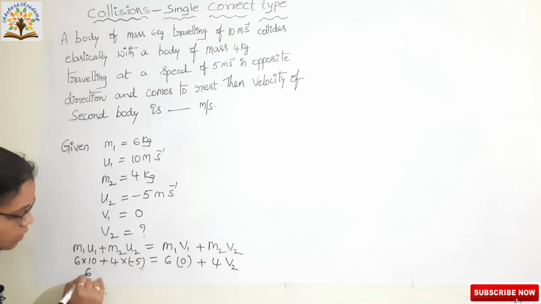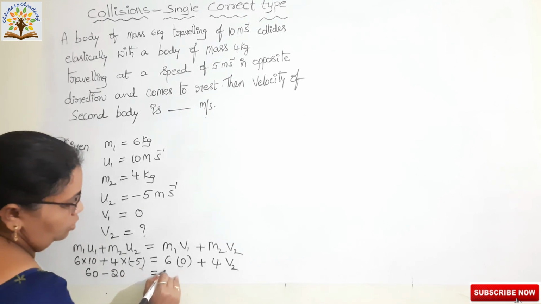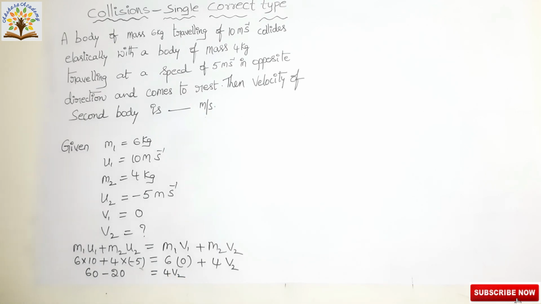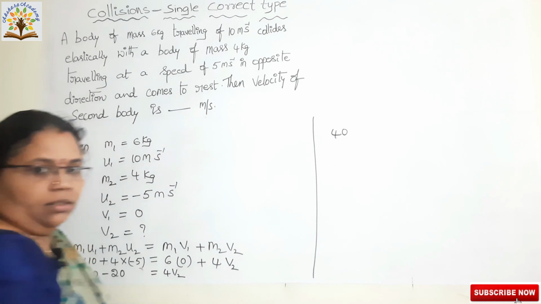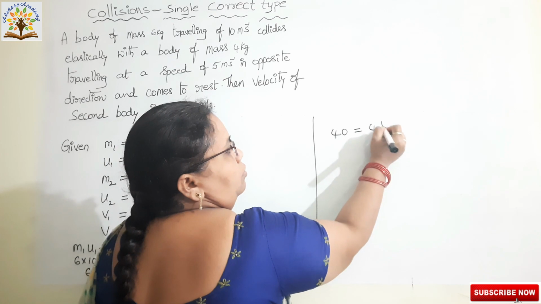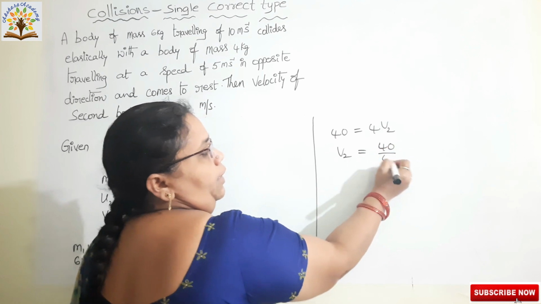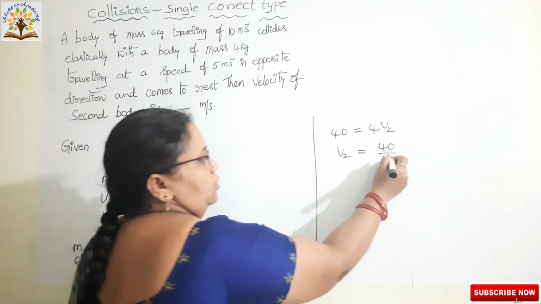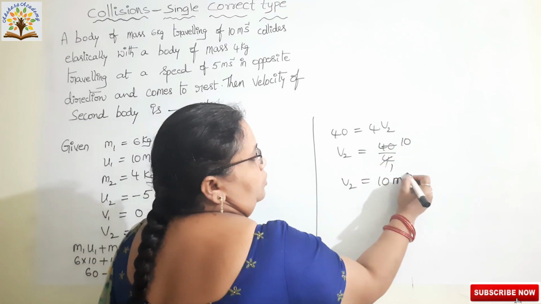6 times 10 is 60, minus 20 is equal to 6 into 0, that is 0, plus 4v2. 60 minus 20, how much? 40. So 40 is equal to 4v2. So v2 is equal to 40 by 4, that is 10. So v2 is equal to 10 meters per second.